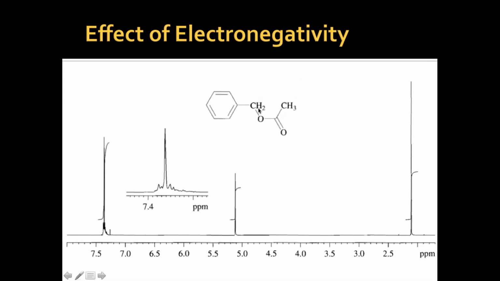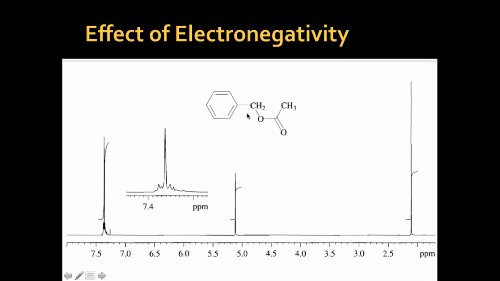Generally, the benzyl CH2, benzyl meaning the CH2 attached directly to the benzene ring, generally shows up around 4.5. So this hydrogen generally shows up around 4.5 in the NMR, but here we can see that it shows up at 5.2. Why? Just because of the ester group present next to the CH2.